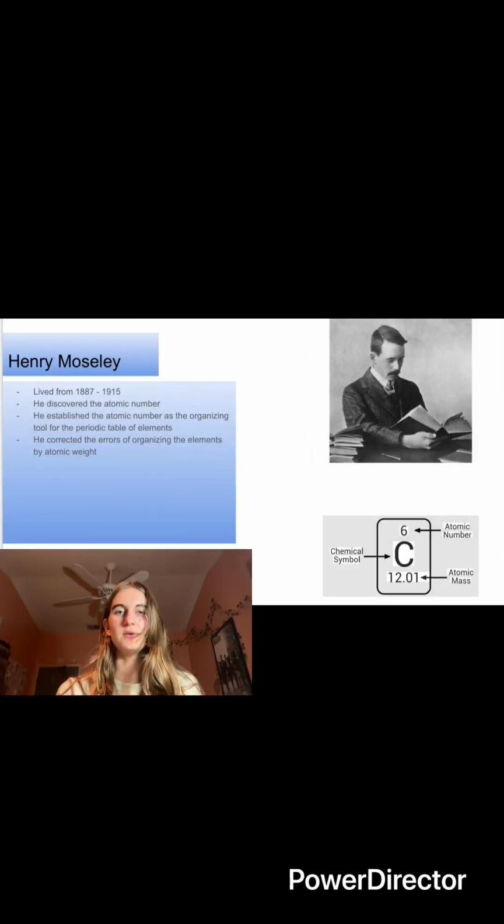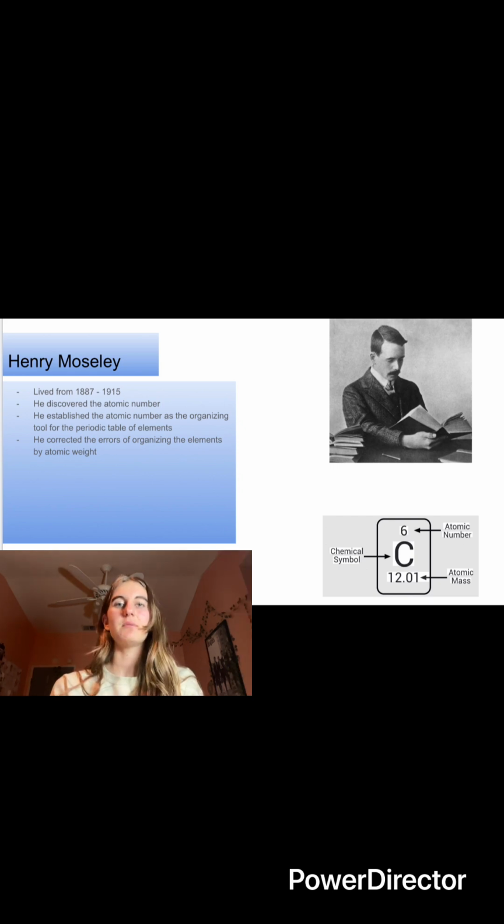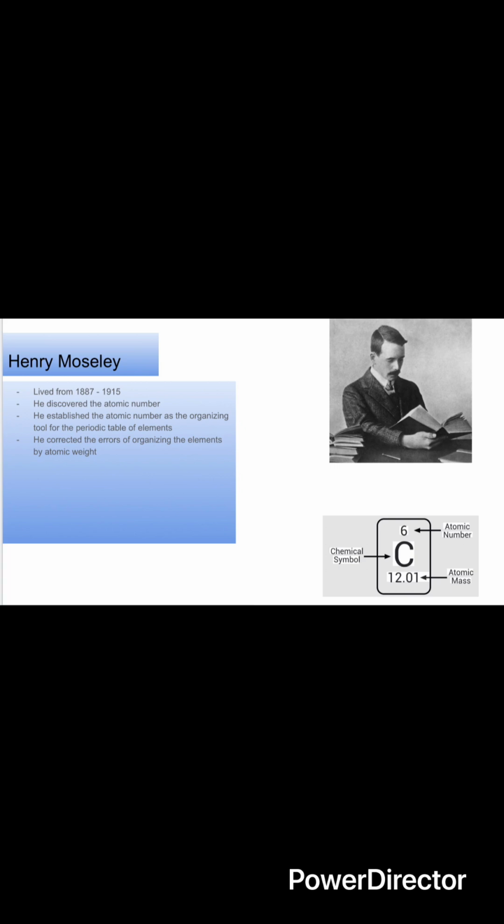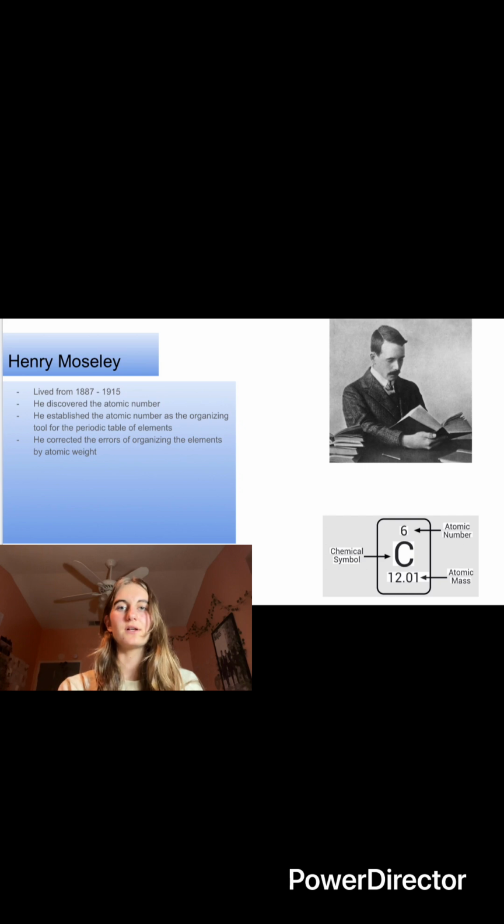Henry Moseley, who lived from 1887 to 1915, discovered the atomic number. He established the atomic number as the organization tool for the periodic table. Lastly, he corrected the errors of organizing elements by their atomic weight.